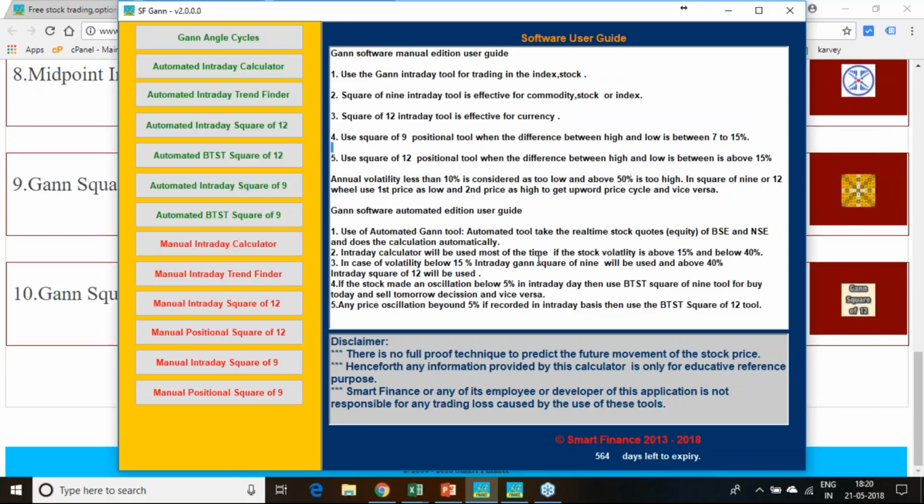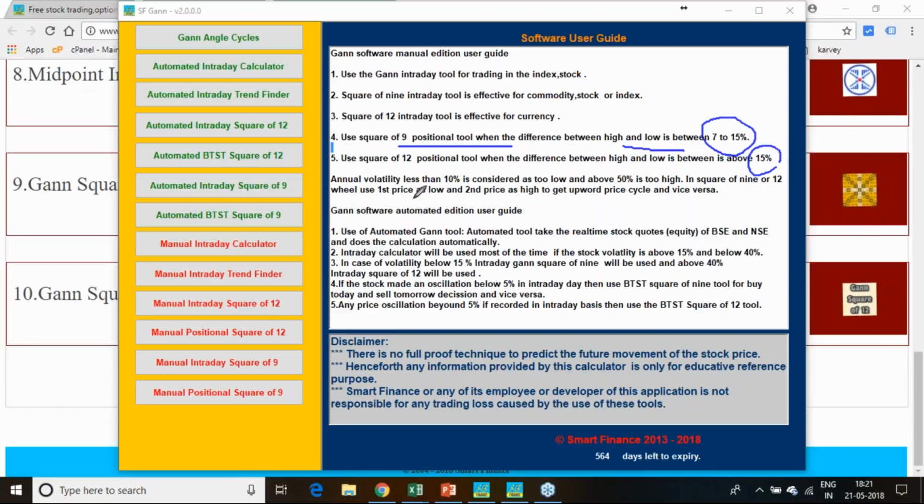Coming to the Gann software, we have a little bit of modification. We have given Square of 9 and Square of 12 to use in the BTST condition. Here also I have given a very clear-cut understanding: use the Square of 9 positional tools or BTST when the high-low difference is between 7 to 15%. If the difference is higher than 15%, you use the Square of 12. Annual volatility less than 10% is considered too low. Above 50 is very high.